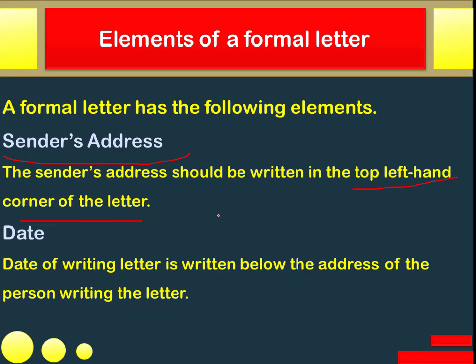Actually there are two layouts of a letter, one we call indented, another we call block style. We are just following block style. I will give you a little insight into these two types of layout later on. So we are talking about the block style letter. In the block style letter, on the top left hand corner you have to write the sender's address, and just below that you have to write the date. There should be one line space between the sender's address and the date.